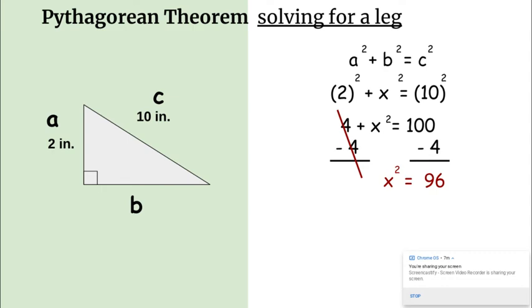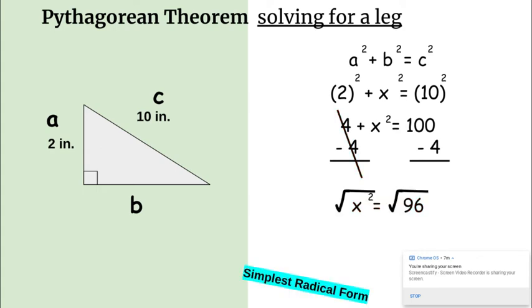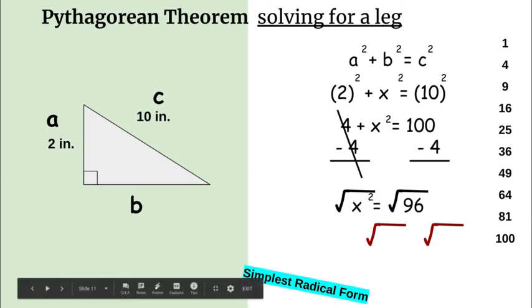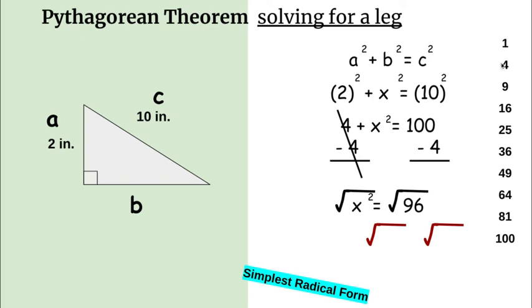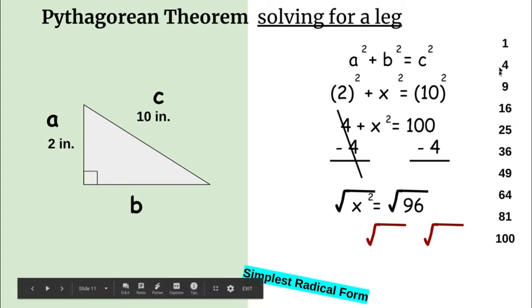And then our last step is to get X by itself in simplest radical form. Again, we did this today in class, so you should be familiar with this. We're going to take our radical 96, we're going to set it up with 2 radical symbols underneath. Then we're going to take a look at our perfect squares. We're going to find the number that is closest to 96 without going past it. It's going to be 81.